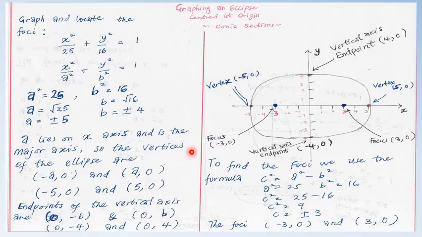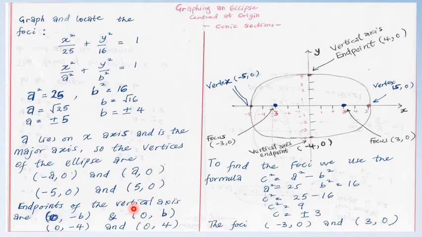So the vertices of the ellipse, which is usually minus a comma 0 and a comma 0 because they're on the x-axis, so the vertices of this ellipse are going to be minus 5 comma 0 and 5 comma 0.